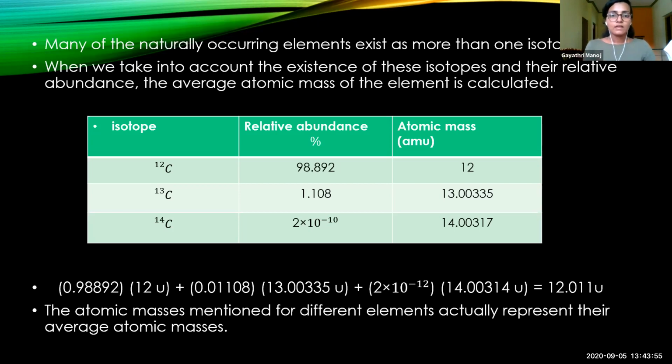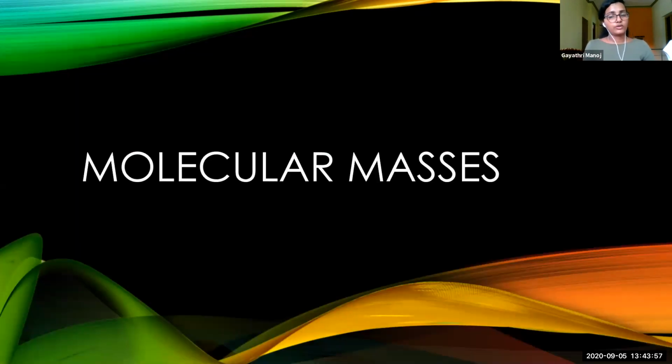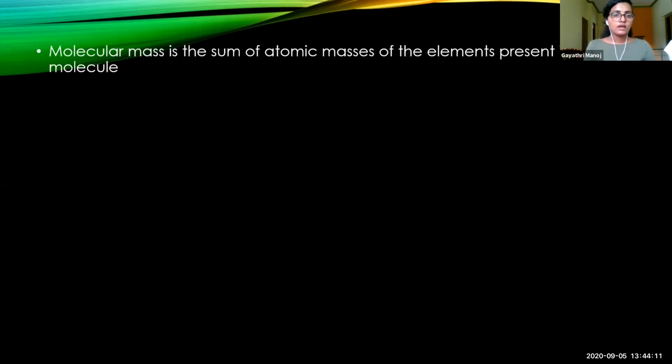Okay. Now let's see what is molecular mass. We said earlier that a molecule is formed when two or more atoms come together, right? So molecular mass is the mass of one molecule. Now let's see the definition. Molecular mass is the sum of the atomic masses of the elements present in the molecule.